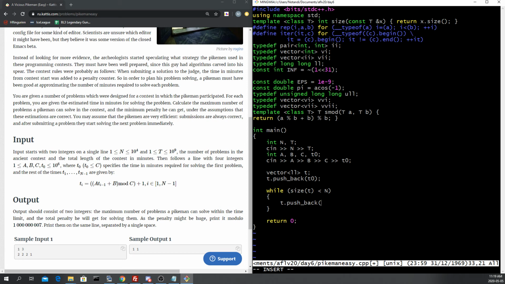Okay, and the formula they give us is a times the last value, so t dot back, plus b, modulo c, plus 1. Okay, so now we have the time it takes to solve each problem, and we sort it in ascending order.